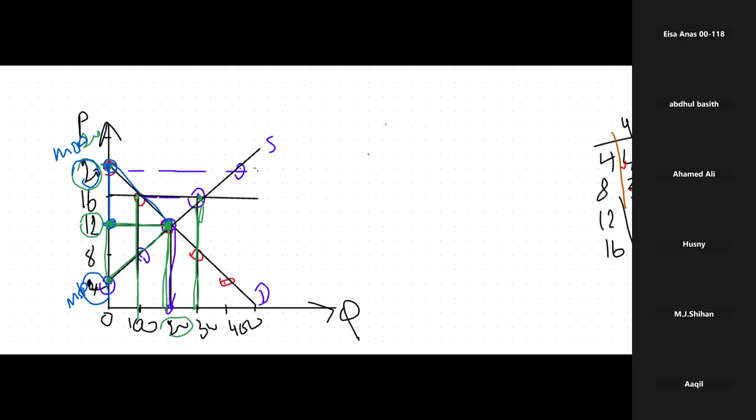So what is the question they are asking? Excess demand and excess demand price. So not excess demand, excess supply. So excess supply is equal to QS minus QD. Excess supply is equal to QS minus QD. So here at 16 rupees, QS is 300. QD is 100. So what is the excess supply? 200 units. Is it clear? Excess supply 200 units.